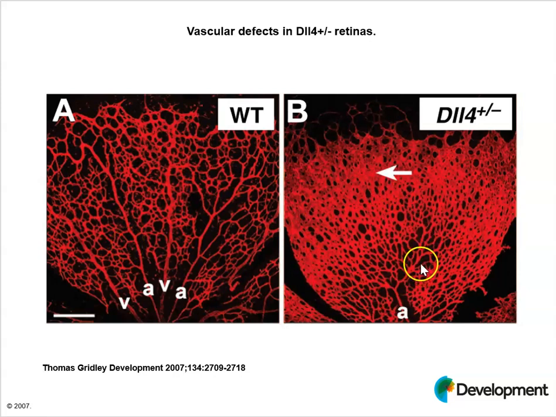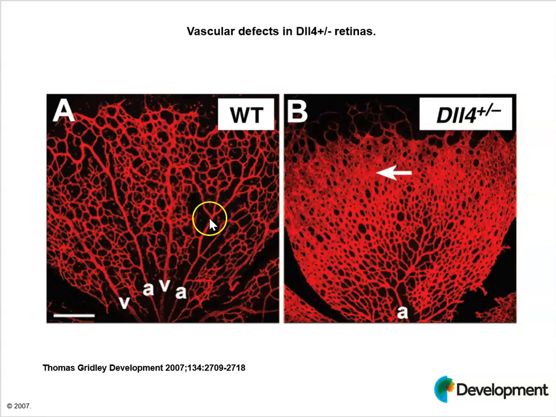If we have low levels of Delta-like ligand 4, so in this case a mouse that's heterozygous for Delta-like ligand 4, there's only half as much Delta-like ligand 4 present. Therefore, when a cell receives a VEGF signal, there's only half the chance, or a reduced chance, of that cell doing lateral inhibition. So you get far more tip cells, and therefore a far higher vascular density.